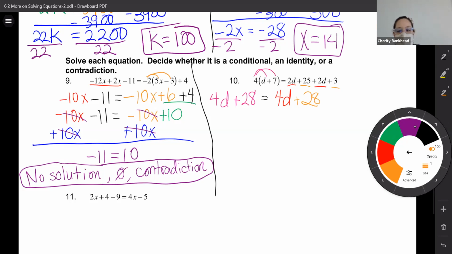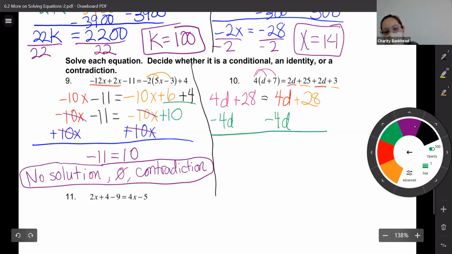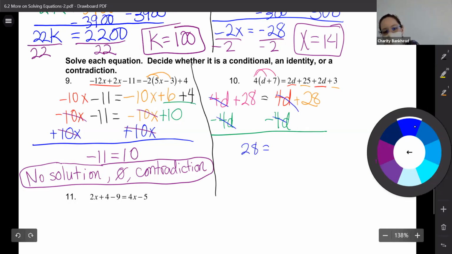And then I see that I have d on both sides of the equation. So to fix that, I would subtract 4d from both sides. And it's going to actually cancel out on both sides, which leaves me with 28 equals 28. So that is true for any value of x. So that is known as an identity.